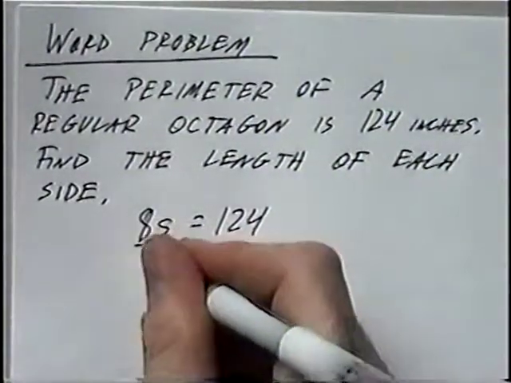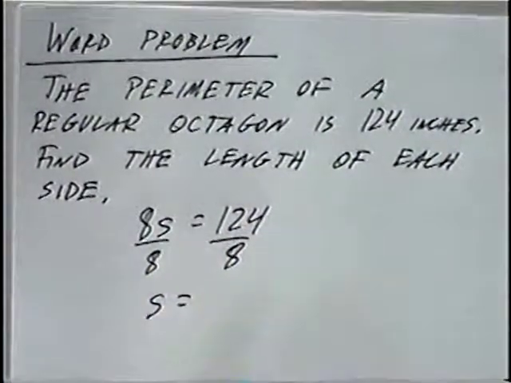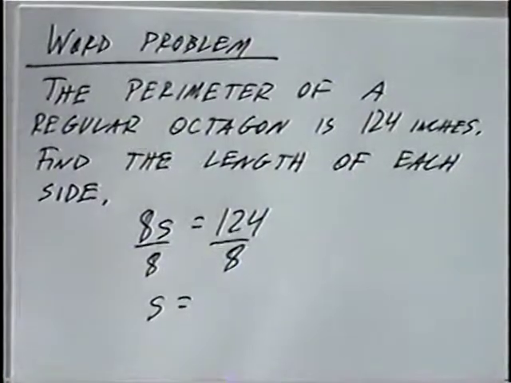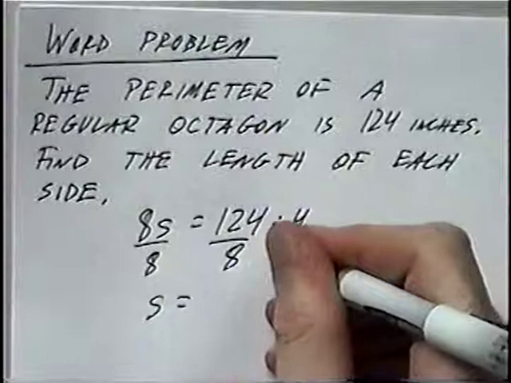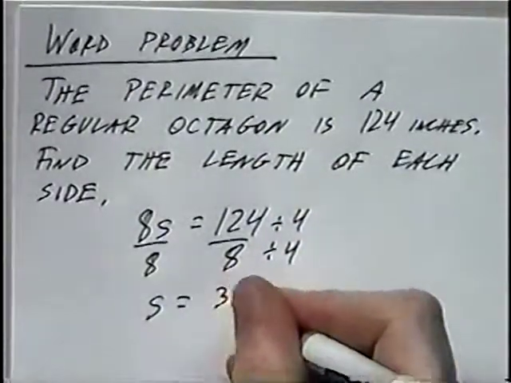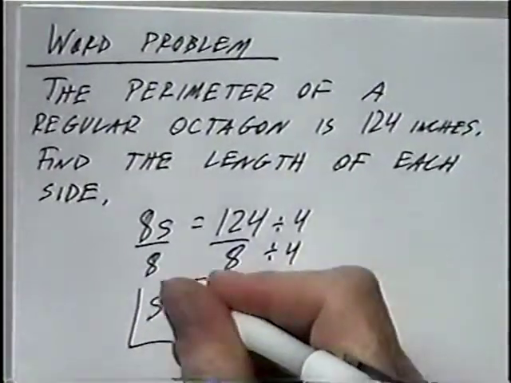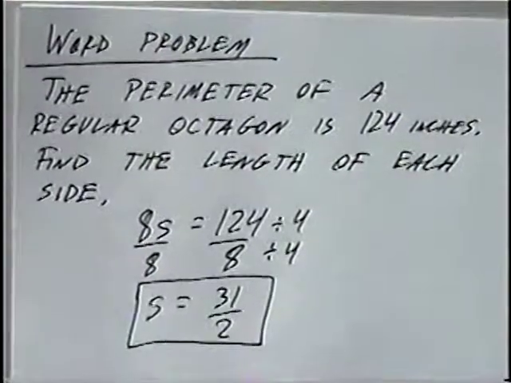Solving from here, we can divide both sides by 8, and s equals. 8 doesn't go in evenly to 124, but we can reduce fractions. In this case, you can divide the numerator and denominator by 4. So our final answer would be 31 over 2. Each side would be 15.5 inches, or 31 over 2.